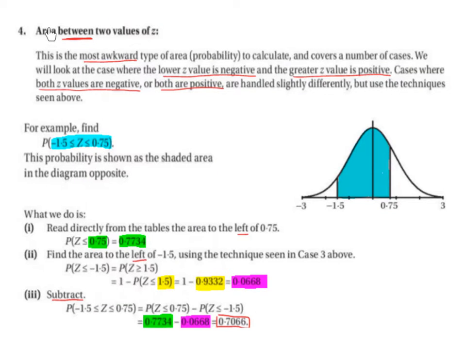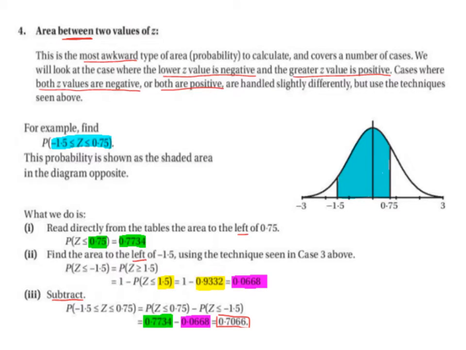Part 4. The area between two values of z. This is the most awkward type of area or probability to calculate and covers a number of cases. We will look at the case where the lower z value is negative and the greater z value is positive. Cases where both z values are negative or both are positive are handled slightly differently, but use the techniques seen above.